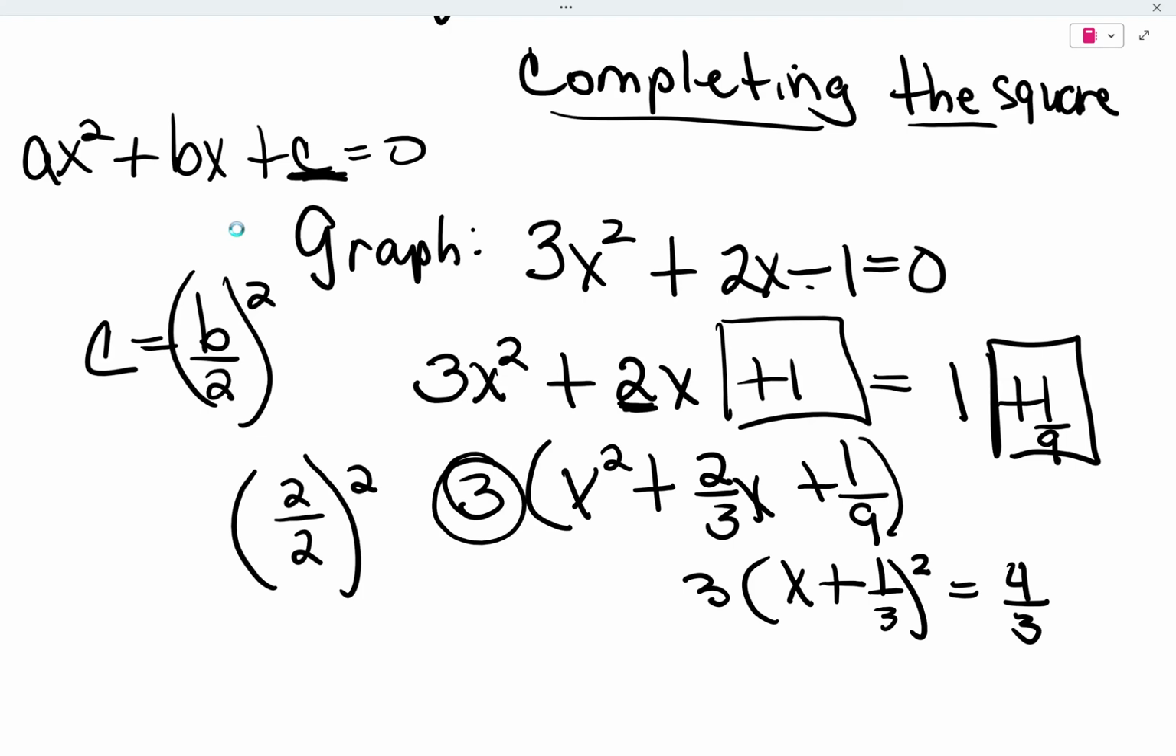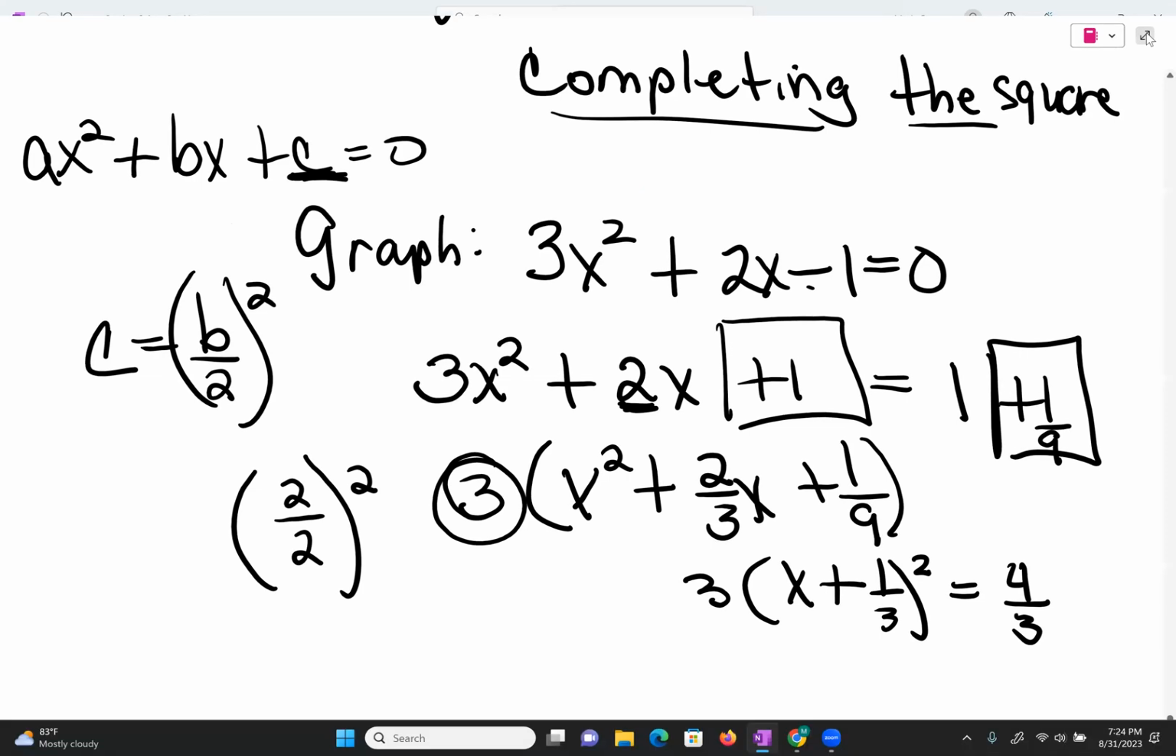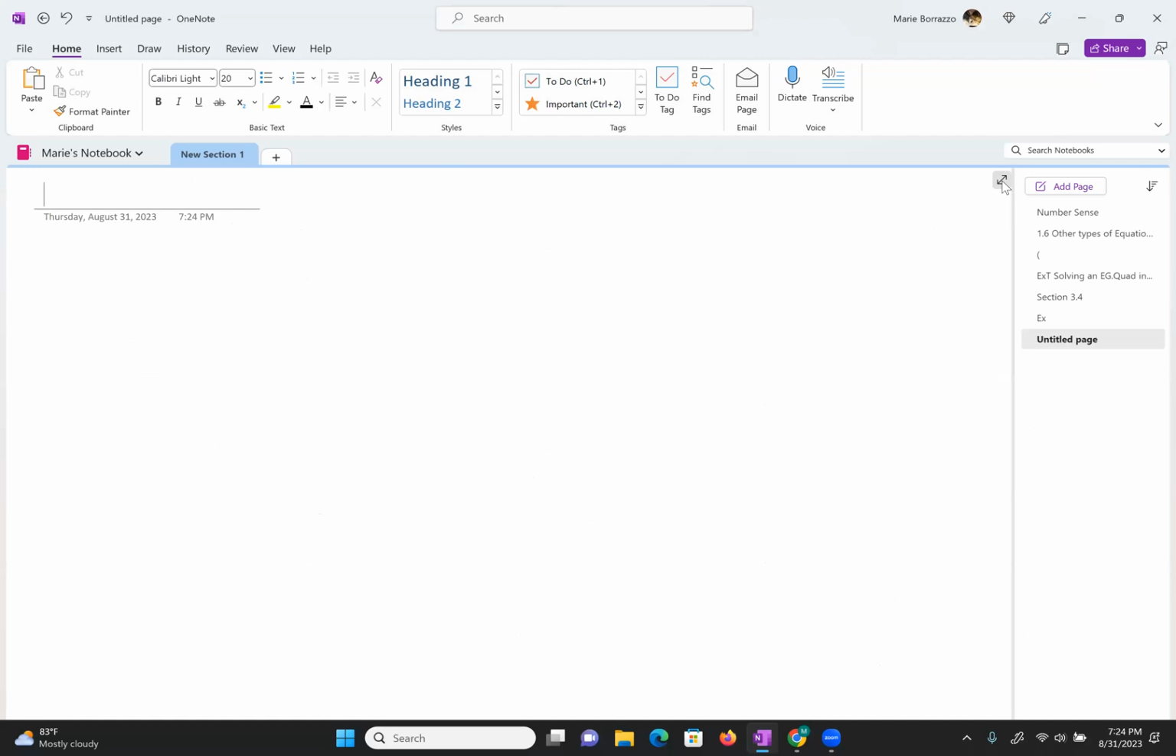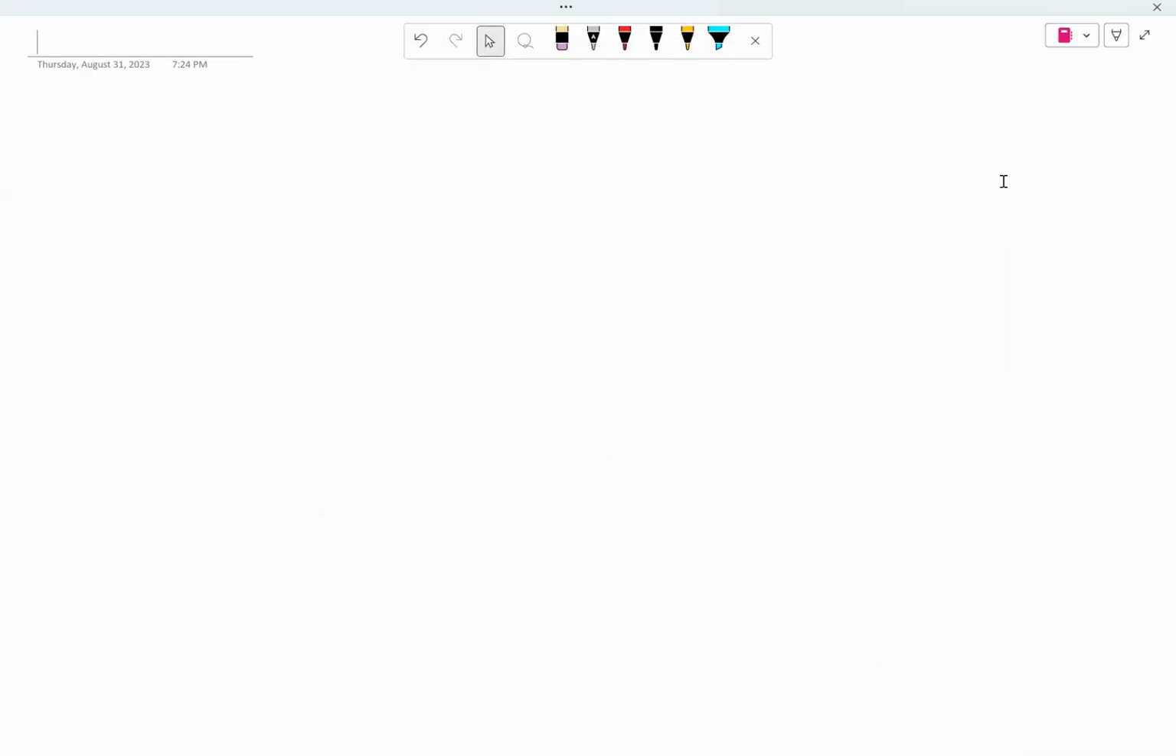Okay, let me do one more thing to the screen real quick, because there's something going on here. It's stopping, I don't know why. Okay. So let me switch screens. I think that's what it is. I'm gonna add a page, and this should stop that from happening. Okay, so we're back to square one here.